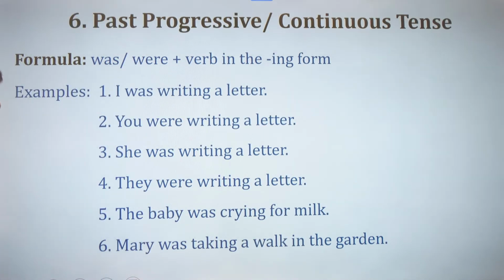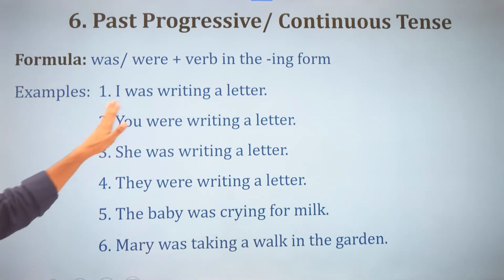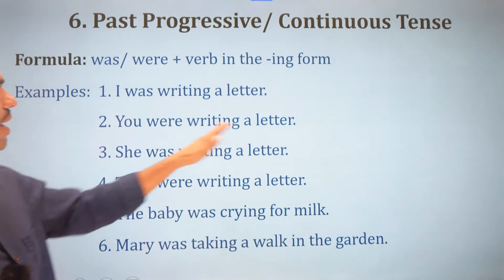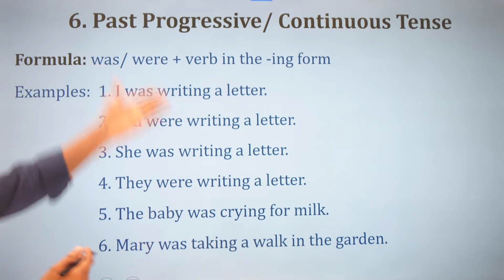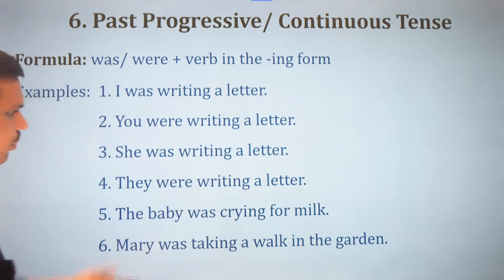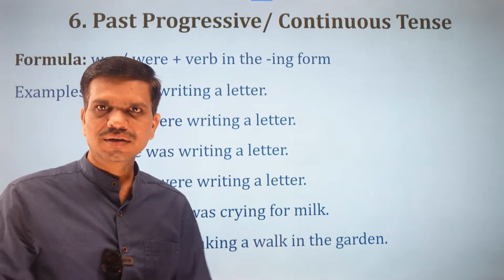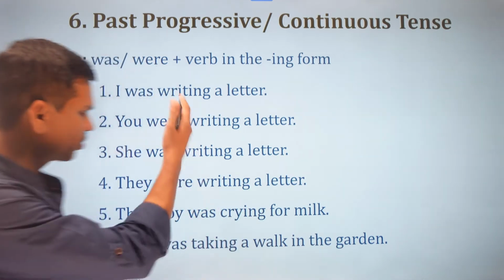Now let's see the same example with different types of pronouns. First, I was writing a letter, you were writing a letter. Again, the same formula we are using here to form the past progressive. She was writing a letter, they were writing a letter, the baby was crying for milk, and Mary was taking a walk in the garden. So this is very simple. You can again form all the sentence types based on this.